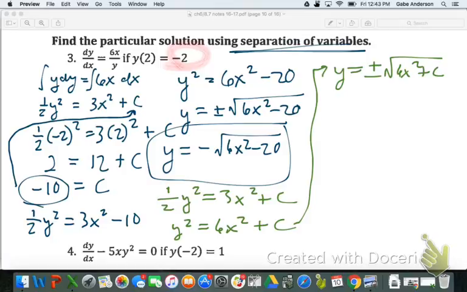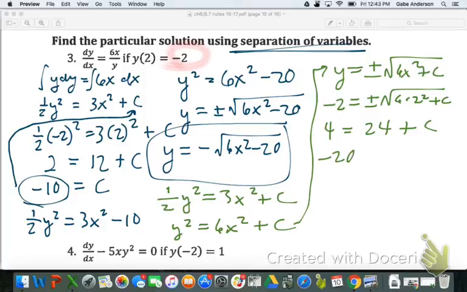Now you apply your initial condition, right? So you say y is negative 2 and x is 2. And now we're going to try to solve for c. So we're going to be undoing some of the stuff you just did, right? So we're going to square both sides. So we're going to get 4 equals, what would that be, 24 plus c? You subtract 24, you get negative 20.